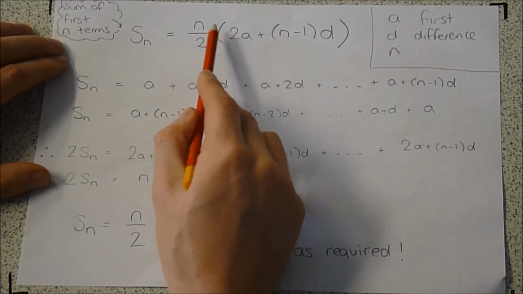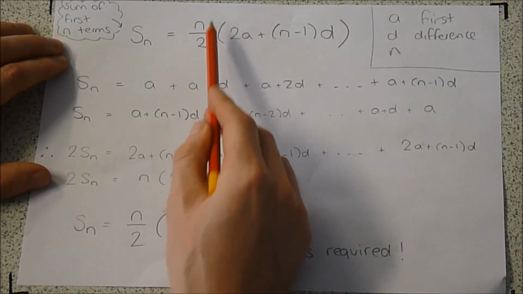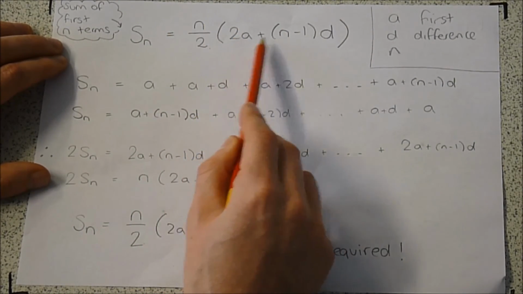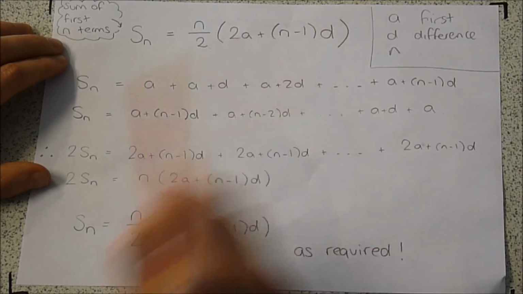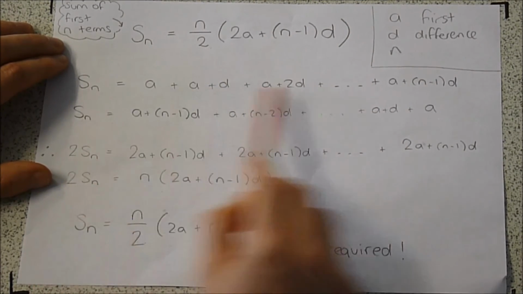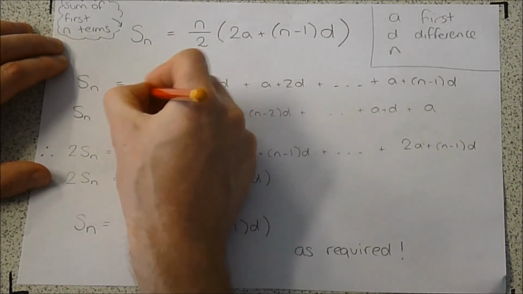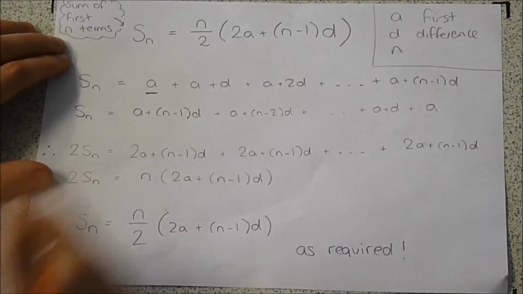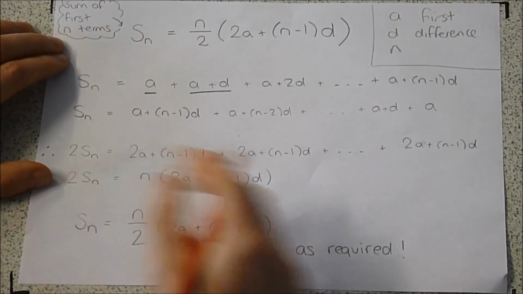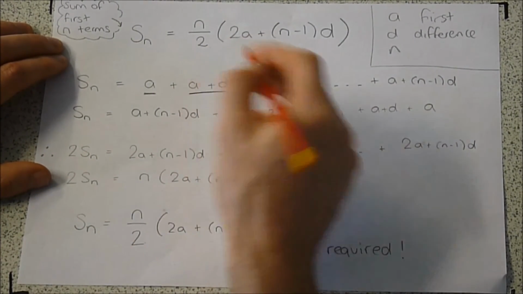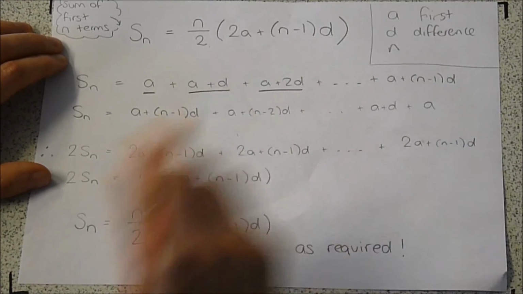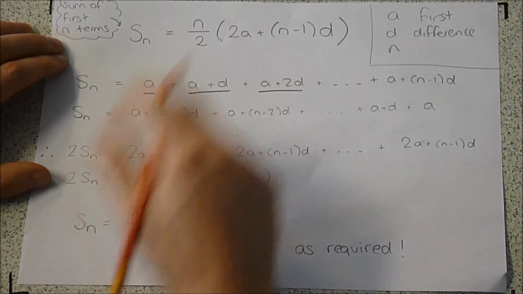So they will give you the formula, if they ask you to prove it, that's n over 2 times 2a plus n minus 1 d. So the first thing to do is write out what the sum of the first n terms would look like. Well, this one is the first term, just a. The second term is a plus 1 lot of the difference. The third term would be a, or the first term, plus 2 lots of the difference, and so on.